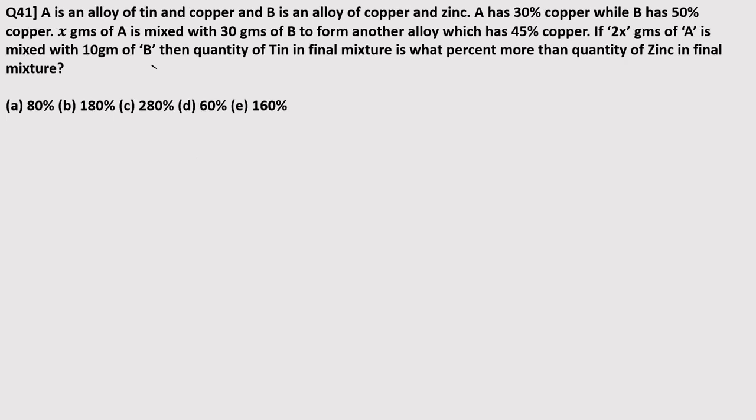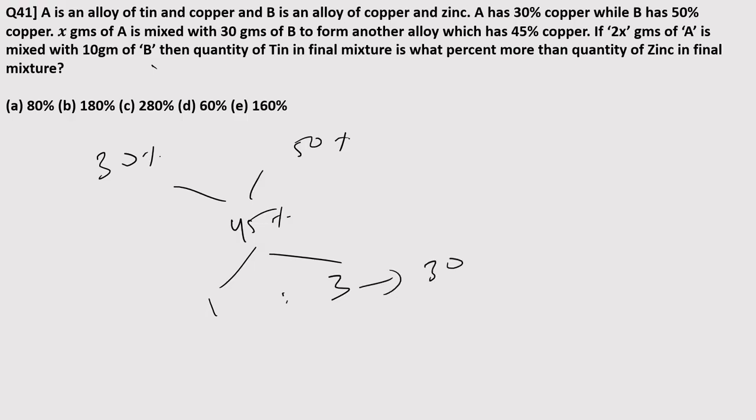Question 41. A is an alloy of tin and copper, and B is an alloy of copper and zinc. A contains 30% copper, okay, 30% copper, and B contains 50% copper, right? They are mixed to form 45% copper. So A and B quantity ratio has to be 1:3 because 5:15, that is 1:3. Okay, 3 parts correspond to 30. So 1 part corresponds to 10. This is the value of x, right?